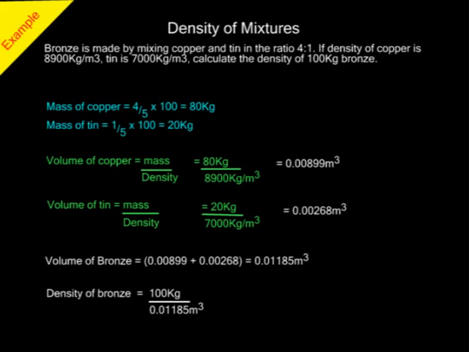Density of bronze is mass of bronze over volume of bronze. The mass is 100 kilograms. The volume is what we just calculated, 0.01185. If we divide that, we get 8,439 kilograms per meter cubed. That is the density of the bronze.